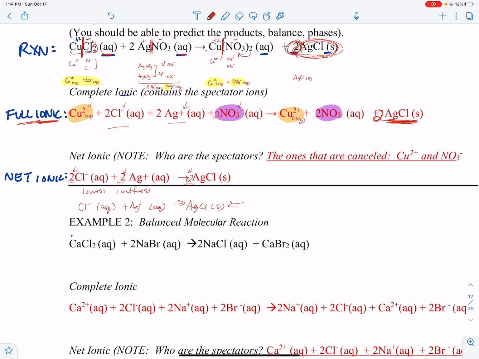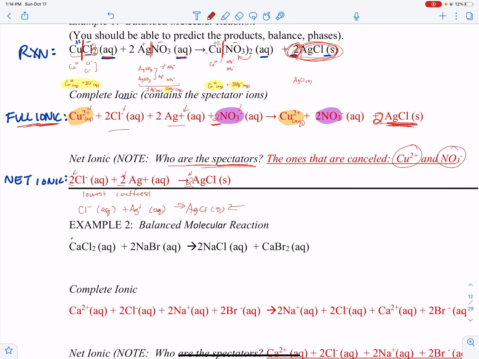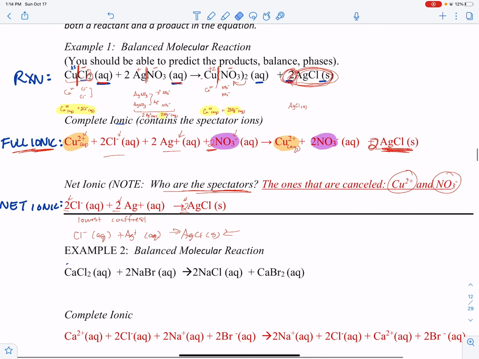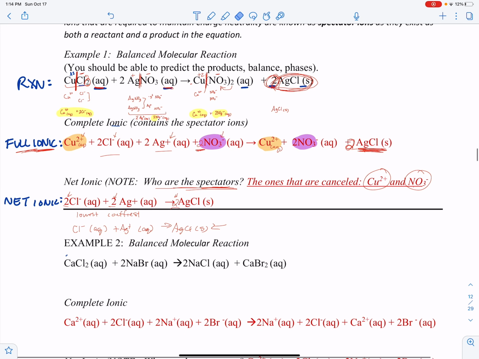You just can't do it that way. And then also you could be asked about what are the spectators. Those are the ones that are canceled out. They're the ones watching the reaction. You don't have to say how many. Like, you know how there were 2 NO3s? You don't have to put 2 of the NO3s. You're just saying which ones they were. There's the Ca2 plus and the NO3 minus. This is kind of a long explanation for something that is not as difficult as it sounds when explained. Once you've done it a few times, it's kind of clear.